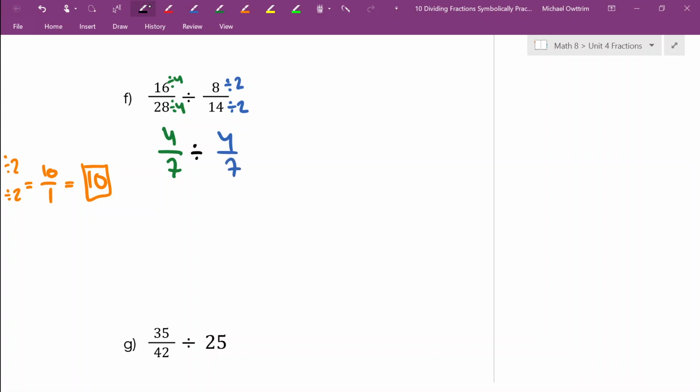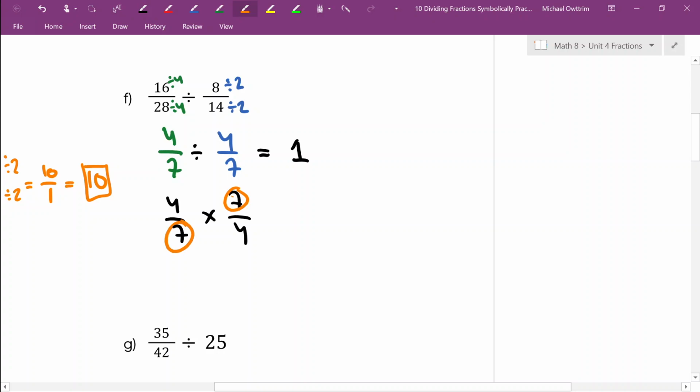And I could do my flip and multiply technique, my multiply by the reciprocal technique here, but I know that any number divided by itself will be 1. And of course, I do get that answer if I do my multiply by the reciprocal technique. I'll have 4/7 multiplied by 7 over 4. My 7s will cancel out, and my 4s will cancel out. And remember, when they're canceling, they become just 1s, because we're really dividing by that number. And so we'll get that answer of 1 either way.